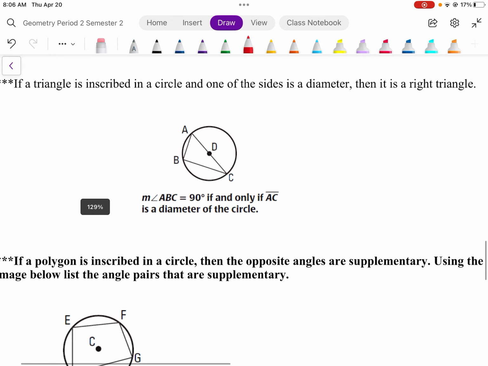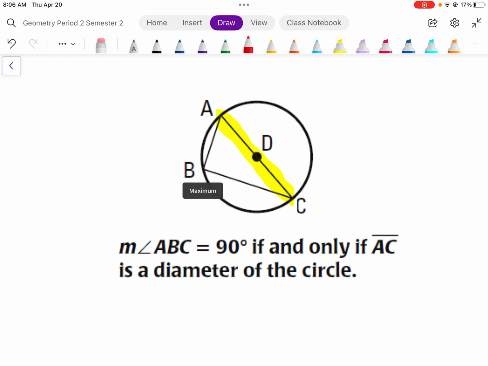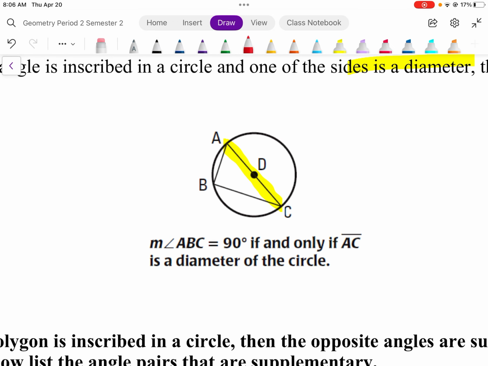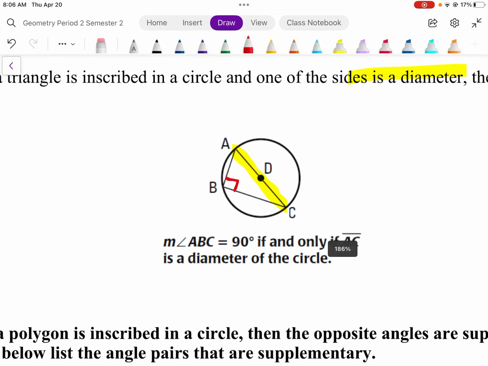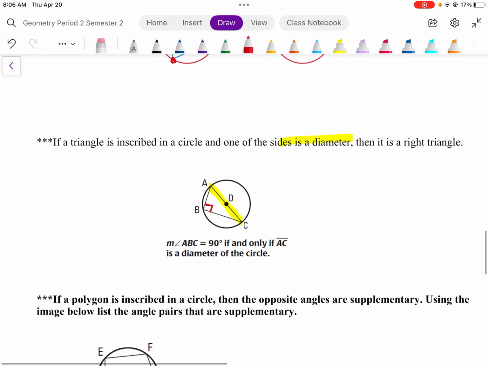One special property is that if it's a triangle inscribed in the circle and one of the sides is the diameter, then we are going to have a right angle, or a right triangle. And if you look, the longest side on this triangle is the diameter, and that's always going to be the case when one side is the diameter, which means that the angle across from the diameter is going to be that 90-degree angle. That's important to know so that we can use the Pythagorean theorem to find any missing pieces.